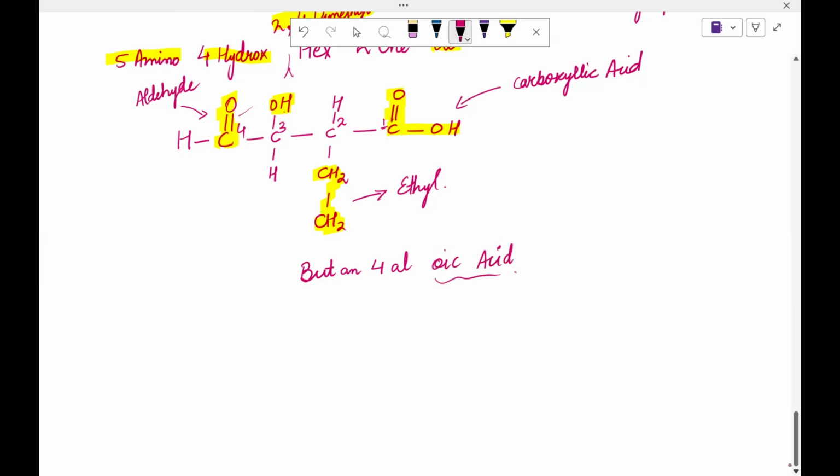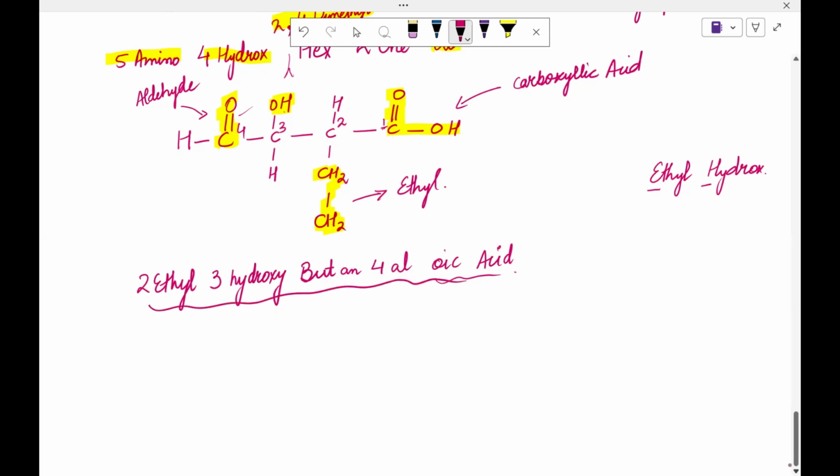And now let's move towards the branch. Let's discuss the functional groups. It has an ethyl group and a hydroxy group. And we know we are going to choose them alphabetically, so ethyl would come first. So it would become 2-ethyl and 3-hydroxy. 3-hydroxy butane 4-al oic acid. Is that clear, Sultan? Yes, sir.